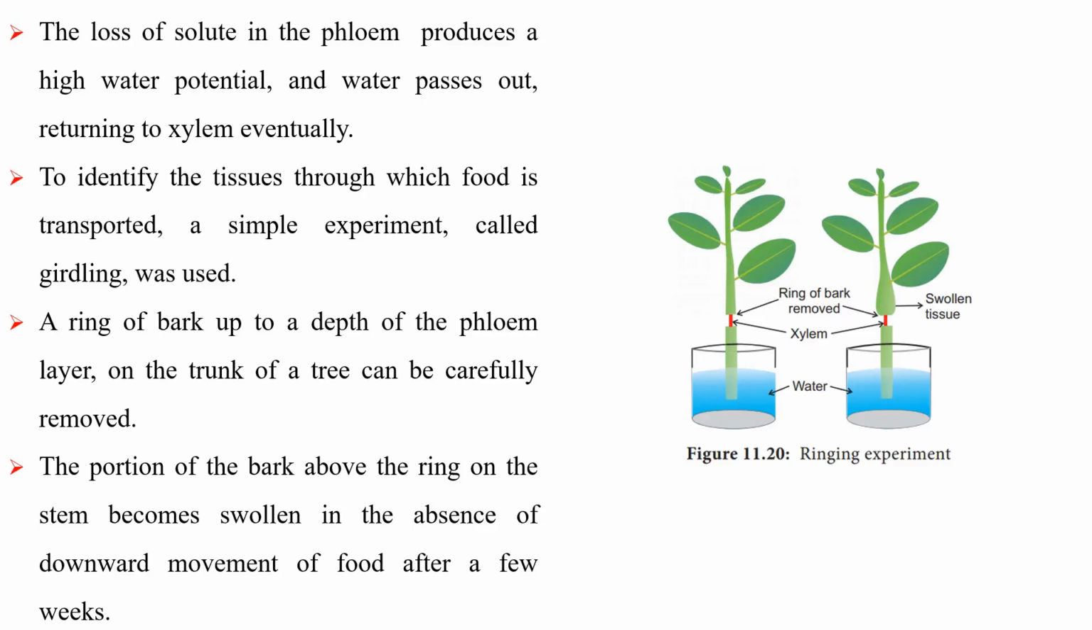To identify the tissues through which food is transported, a simple experiment called girdling was used. A ring of bark up to the depth of the phloem layer on the trunk of a tree can be carefully removed. The portion of the bark above the ring on the stem becomes swollen in the absence of downward movement of food after a few weeks.